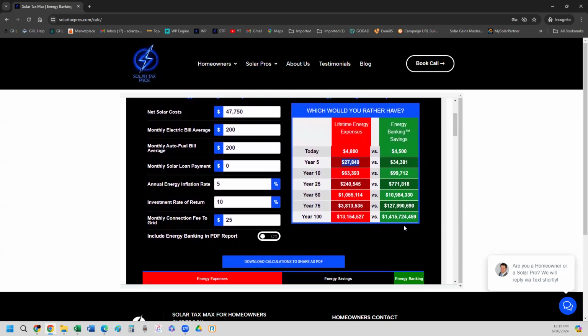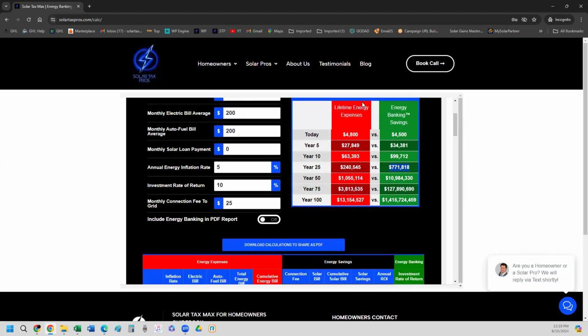Okay. So look here, Mr. Homeowner, you could spend $240,000 over 25 years, or you could save $771,000 in your bank account. Which column is better for you?